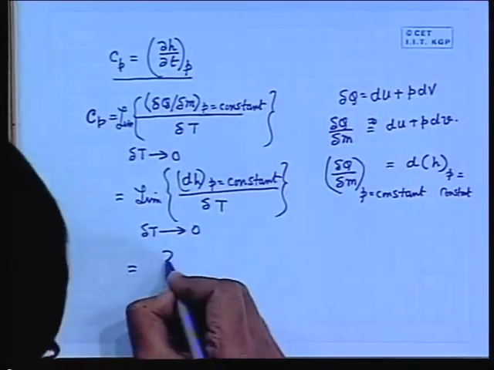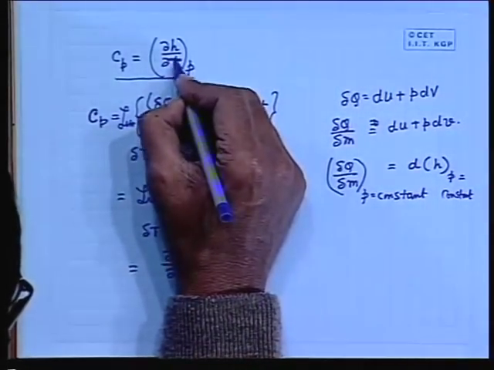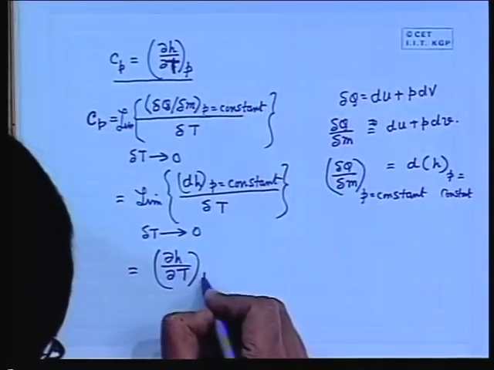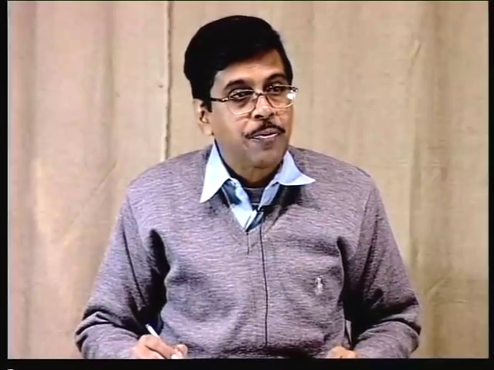So, this becomes del H del T, I am sorry, it will be big T, temperature at constant pressure. So, it will be del H del T at constant pressure. So, therefore, specific heat at constant volume is the partial differential of specific internal energy with respect to temperature at constant volume. Similarly, the specific heat at constant pressure of a system is the partial differential of enthalpy, specific enthalpy with temperature at constant pressure. So, this is now clear.